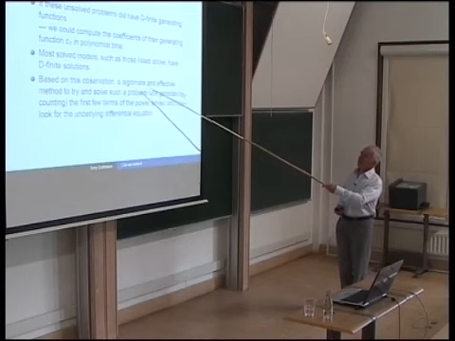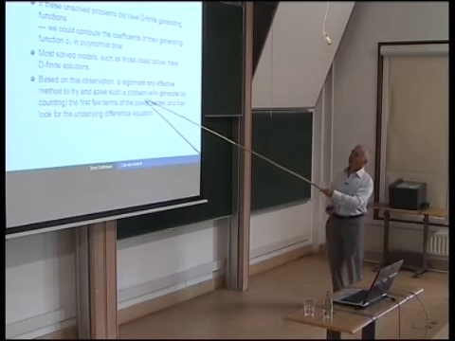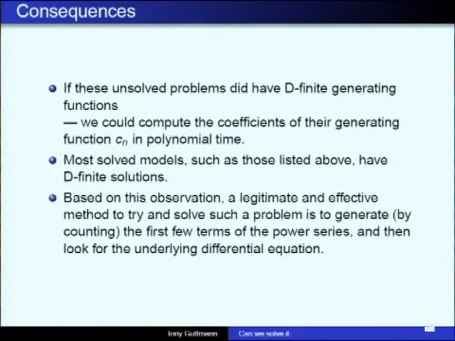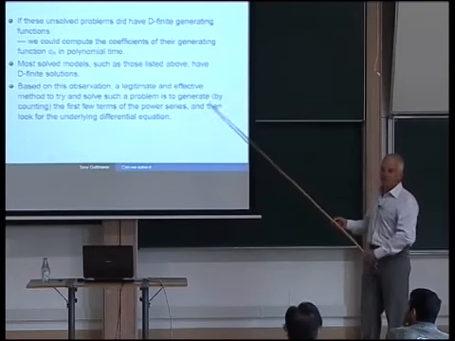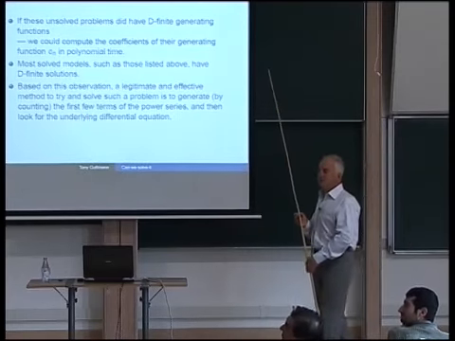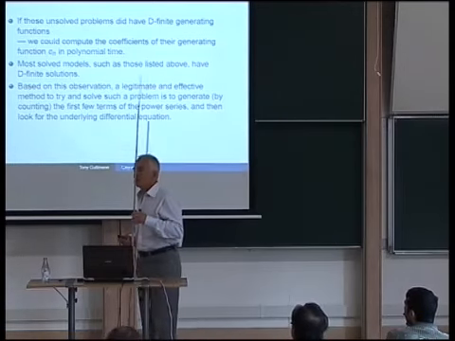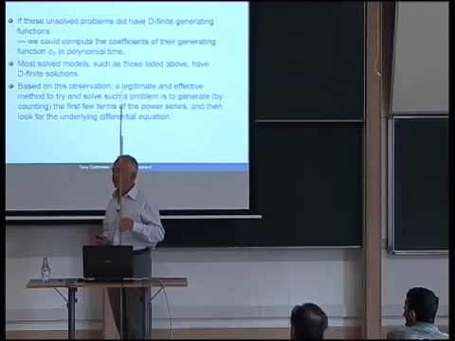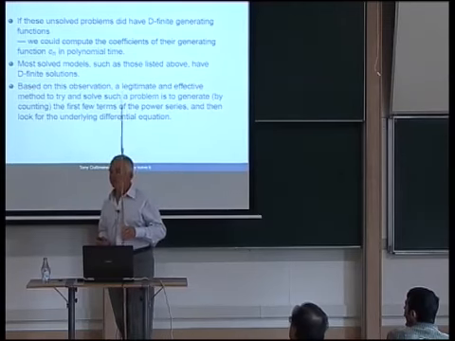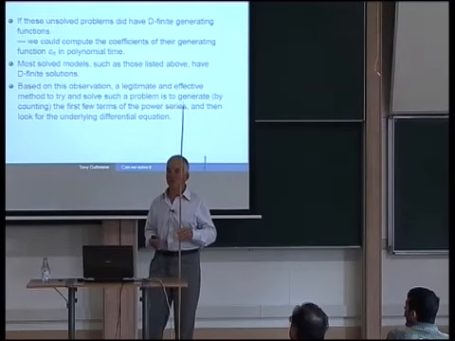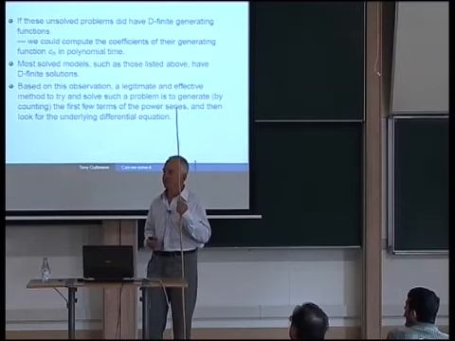So, based on this observation, a legitimate and effective method to try and solve such a problem is to generate, by counting, the first few terms of the power series and then look for the underlying differential equation. That is, few means a few hundred. It varies. I mean, you can do it with something like 20 terms. We could have found the Yang solution for the magnetization. With something like 30 terms, we could have found the Onsager solution for the free energy.